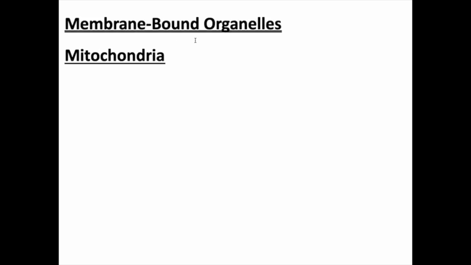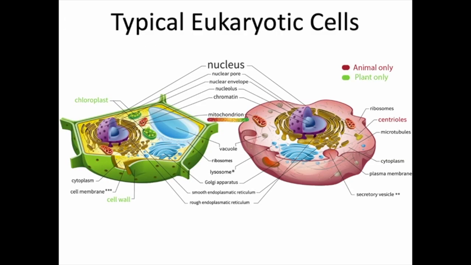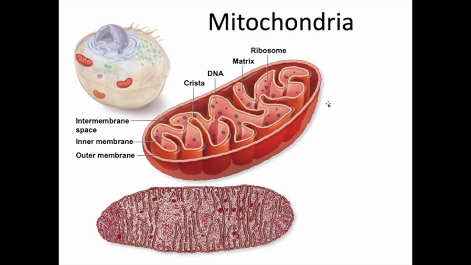Next membrane-bound organelle, we come to a structure called mitochondria. So back to our overview, we can see mitochondria, these orange-looking pills here. They're in plant cells, they're in animal cells. If we want to zoom in on these a bit, here's a bigger view of mitochondria. A lot of labeled stuff here that you don't need to worry about.